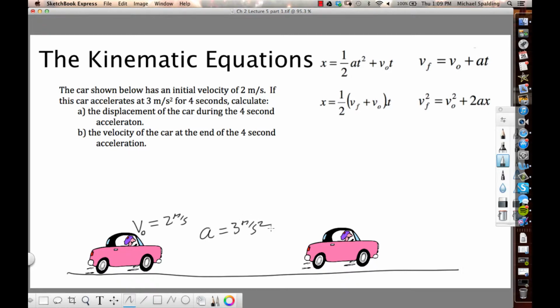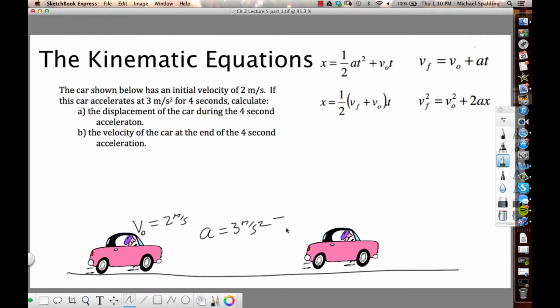Hey, and real quick, let's just review what that means. What is 3 meters per second squared? Well, yeah, that's the acceleration, but what does it mean? It means 3 meters per second every second. So every second that goes by, the car will be changing its velocity by 3 meters per second. So 3 meters per second, 6 meters per second, 9 meters per second. Okay.